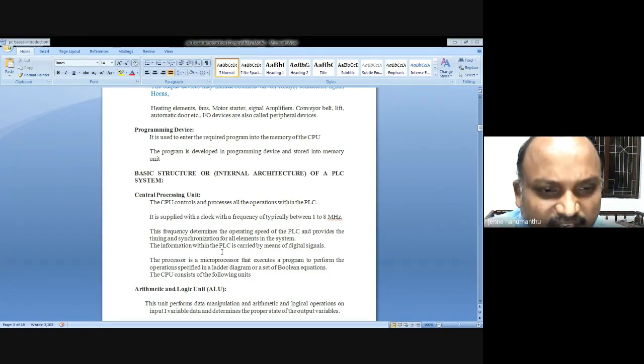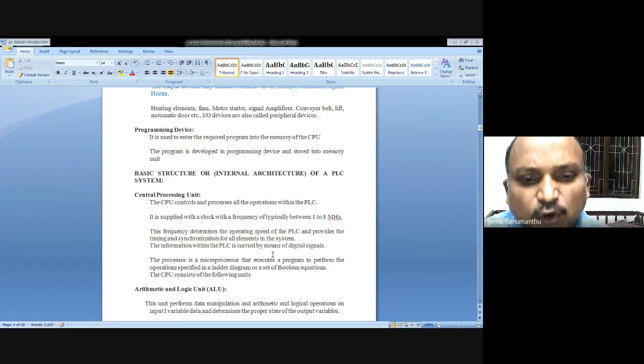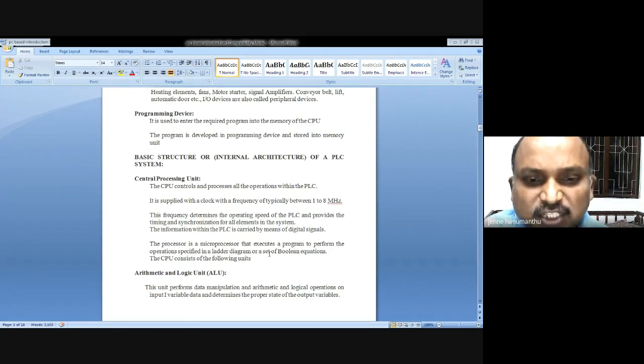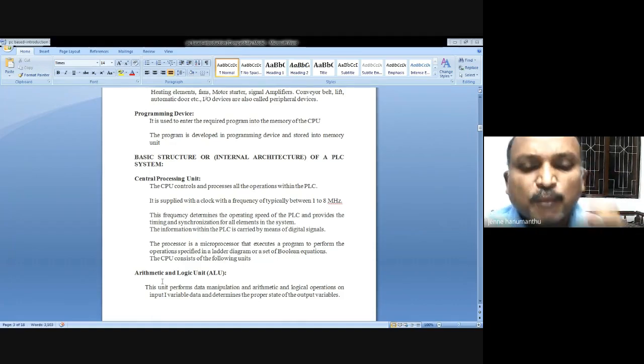And the information within the PLC is carried out by means of digital signals. Of course, you can definitely send digital signals. The processor is a microprocessor that executes a program to perform operations specified in the ladder diagram or set of Boolean equations.